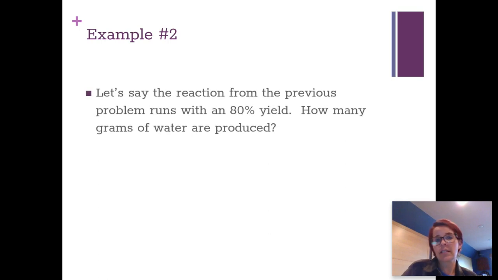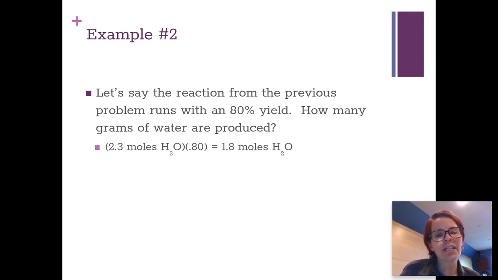So here's example number 2. Let's say the reaction from the previous problem runs with an 80% yield. How many grams of water actually produced? Well, it says how many grams of water, and we were in moles of water initially. So let's do the 80% right off the bat. 2.3 times 0.8 gives us the number of moles that we actually produced in the lab.